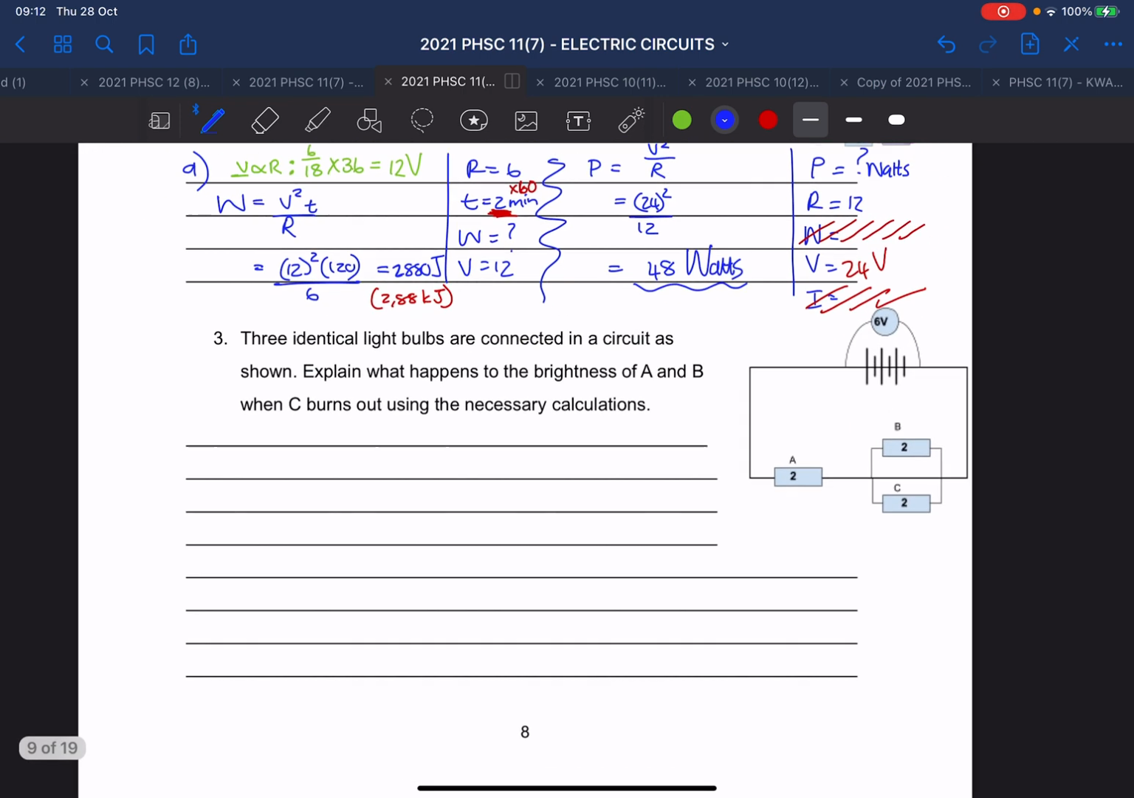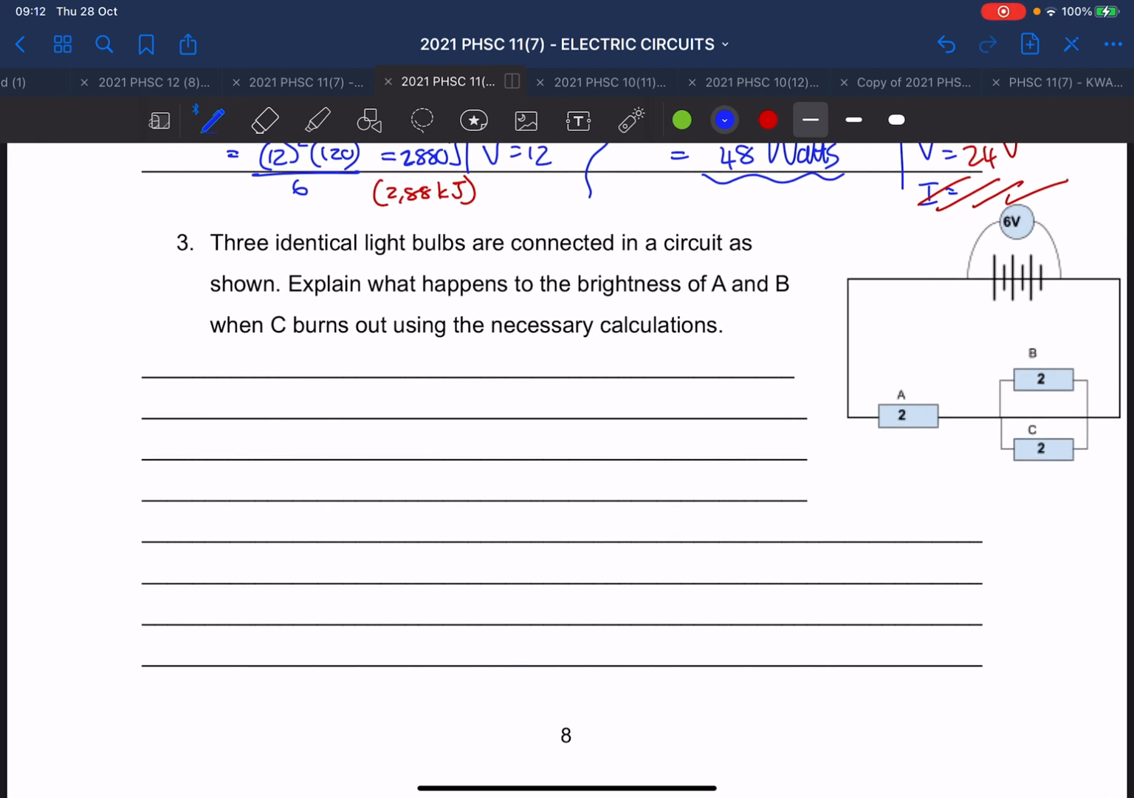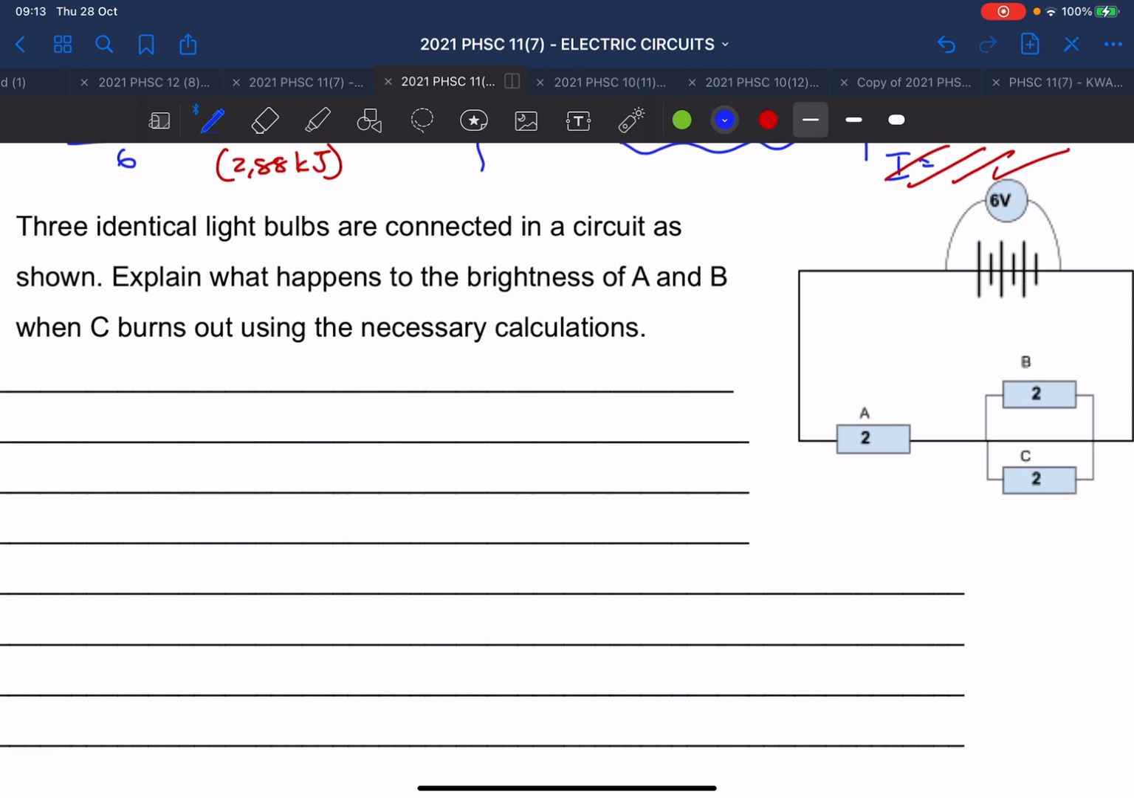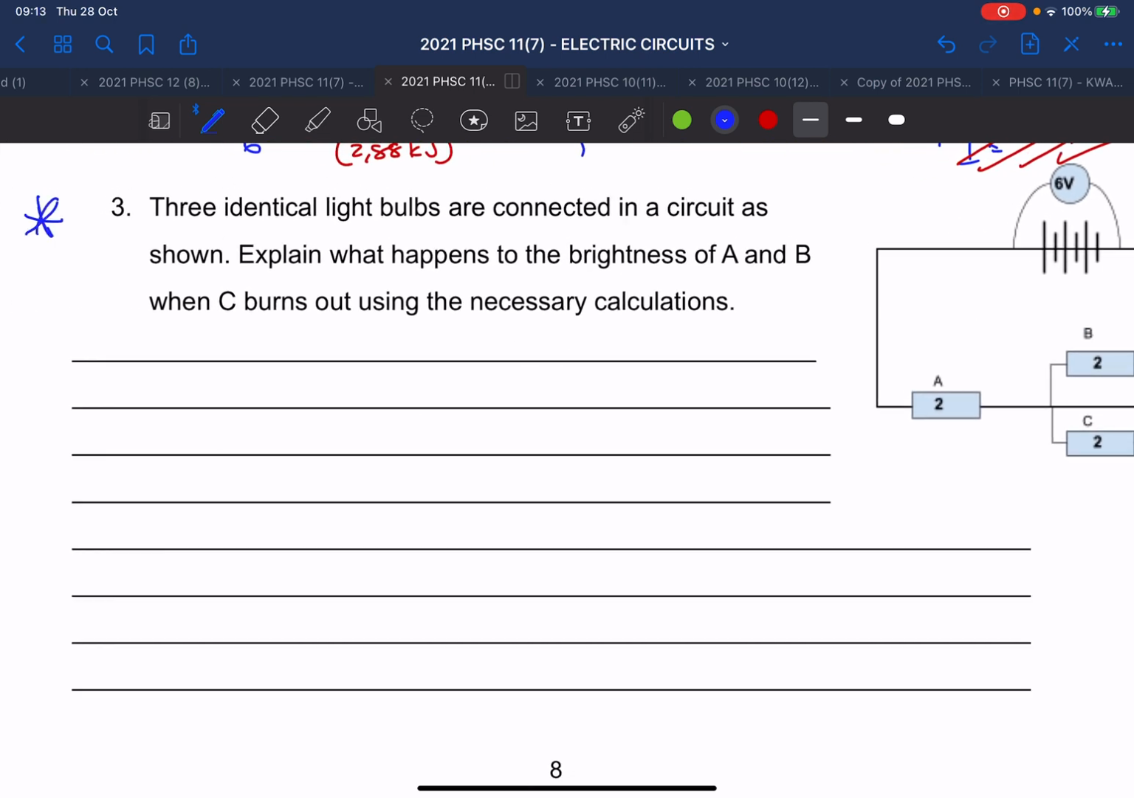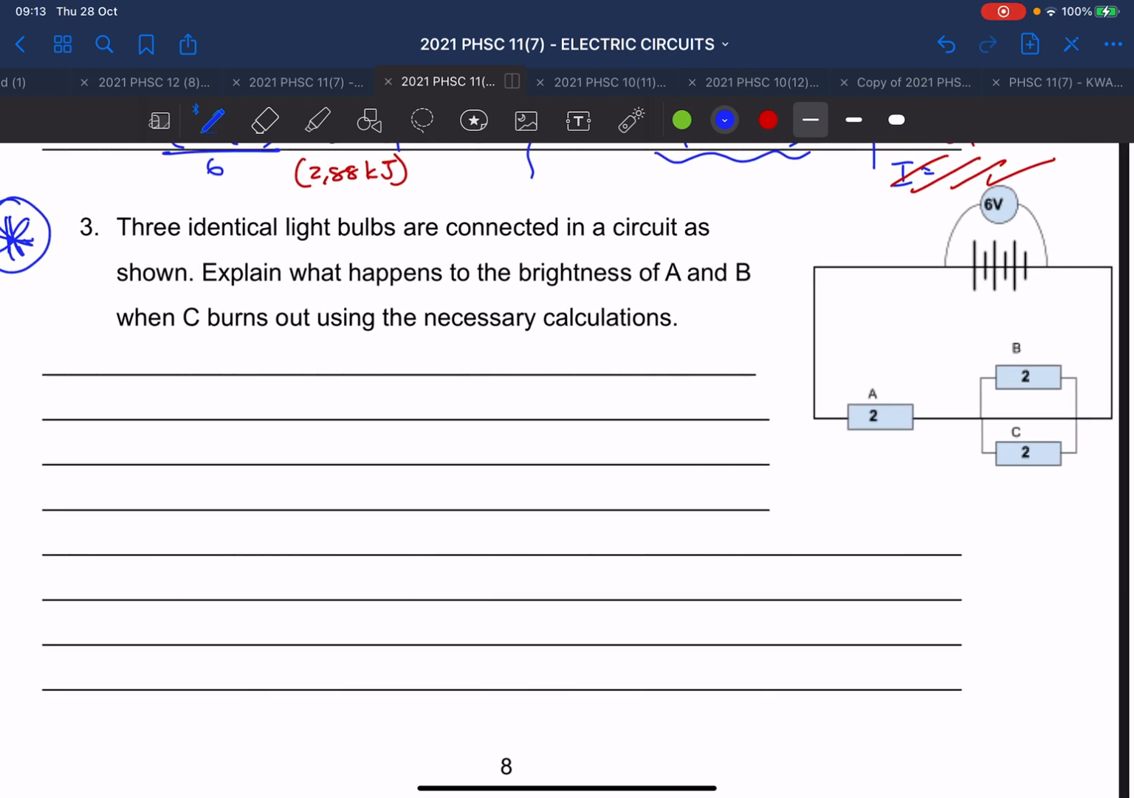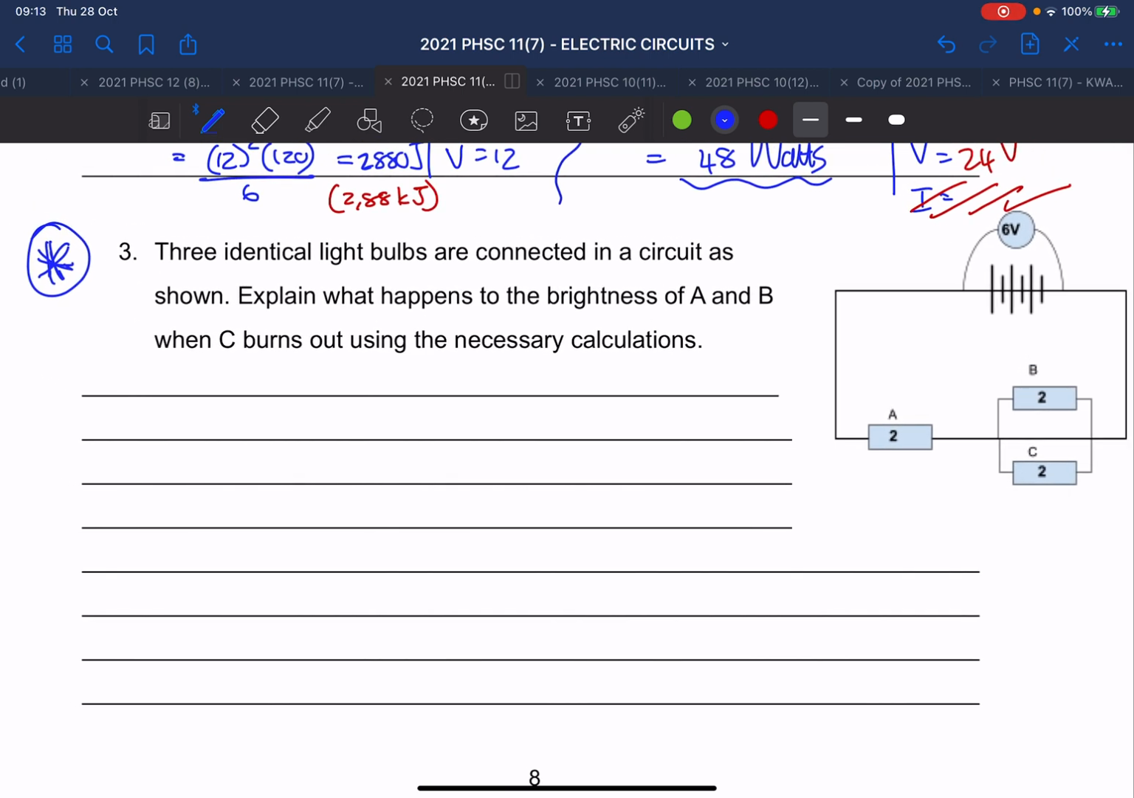Okay, right. Now the next one is a good multiple choice question. This question I elongated a bit, I made it a bit more difficult, but the concept is very important, especially for grade 12. So it is important that you practice that. It says there, 3 identical light bulbs are connected in a circuit as shown. Explain what happens to the brightness of A and B when C burns out.